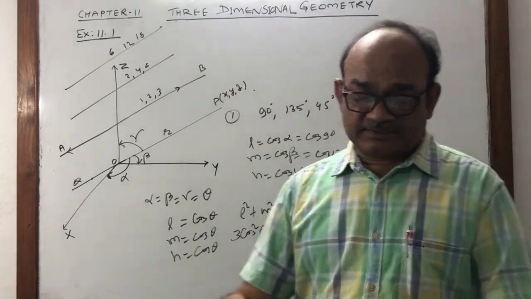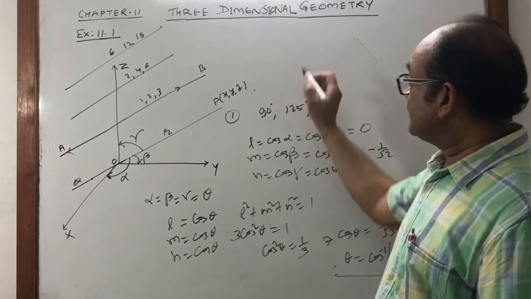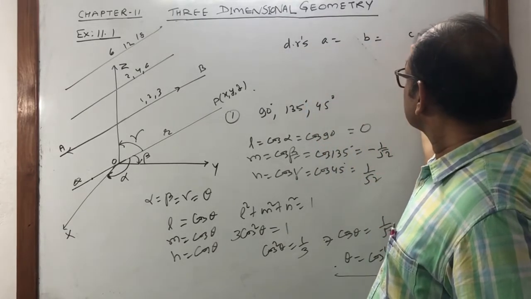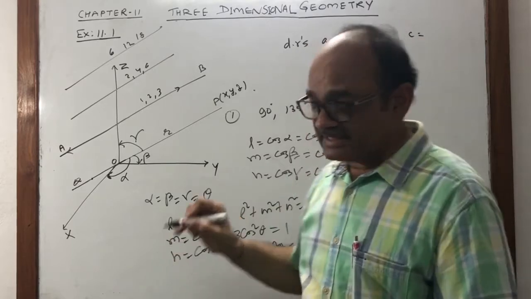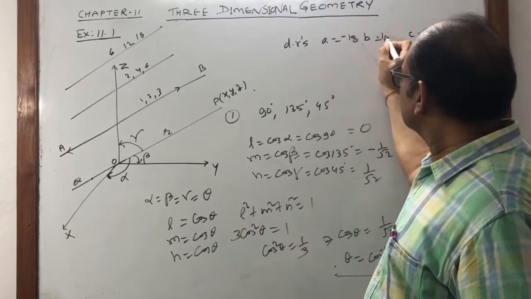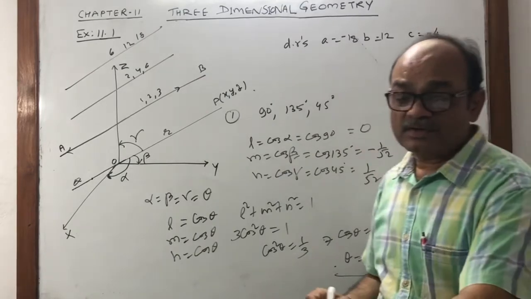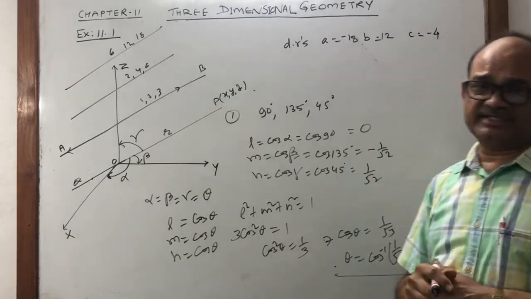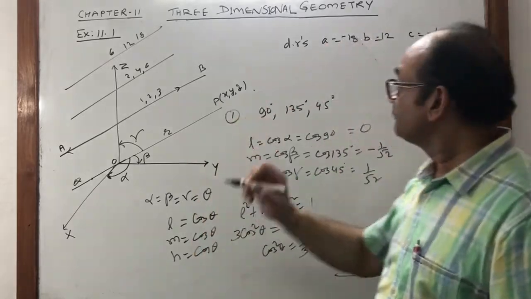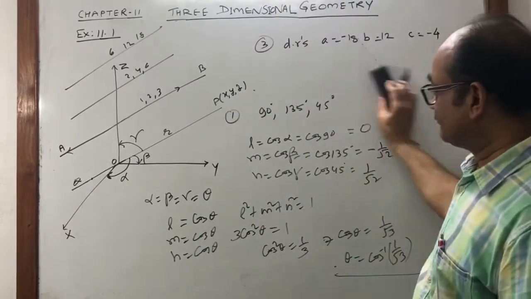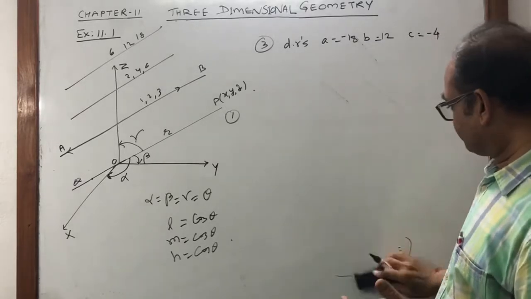One more sum. If a line has the DRs, this time DRs are given, that is A, B, C. A is given minus 18, B is given 12 and C is given minus 4. Find the direction cosines. Question number 3. DRs are given and we want to calculate DCs. Very simple. How do we convert?